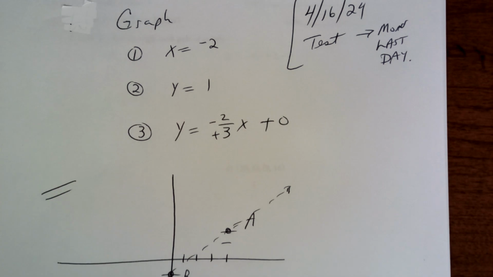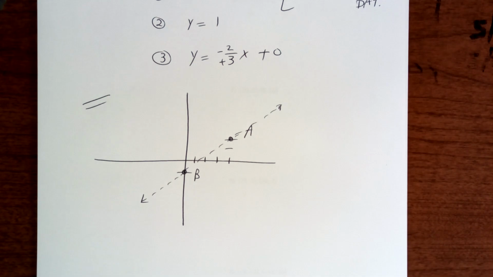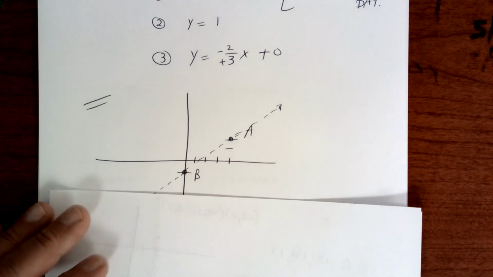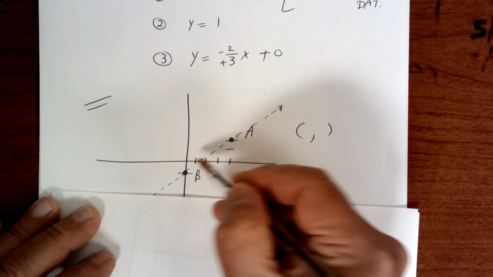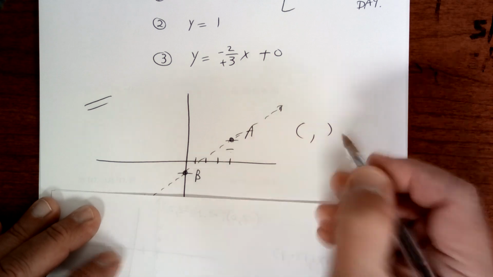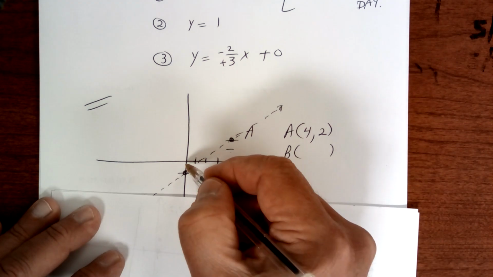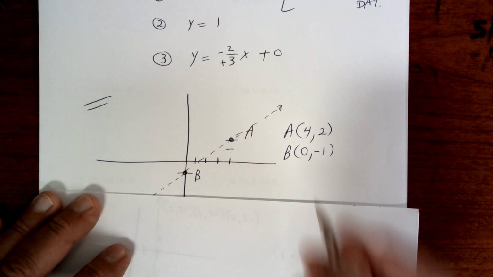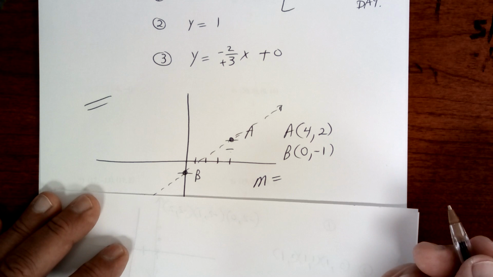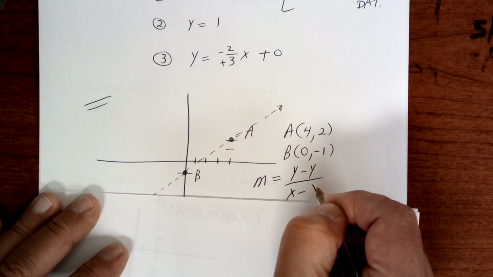So draw that diagram. Identify where point A and point B is. So point A is located at over 1, 0, 1, 2, 3, 4, up 2. And B is located at over 0, down 1. Okay? So the formula is slope, that's what the M stands for, is y minus y over x minus x. Copy that down.